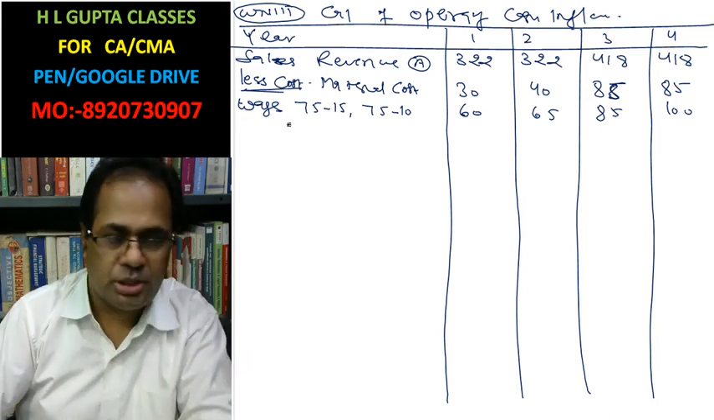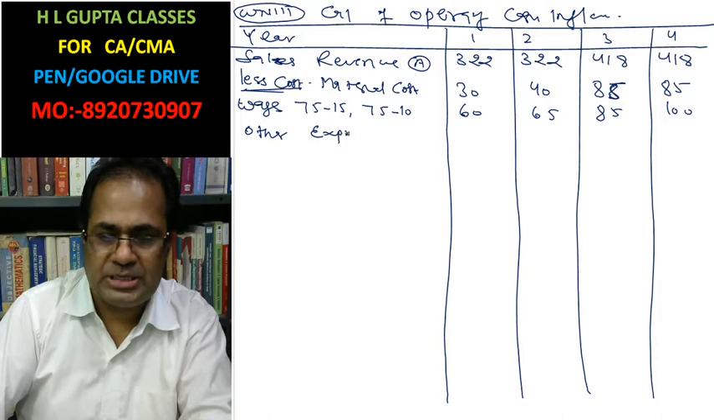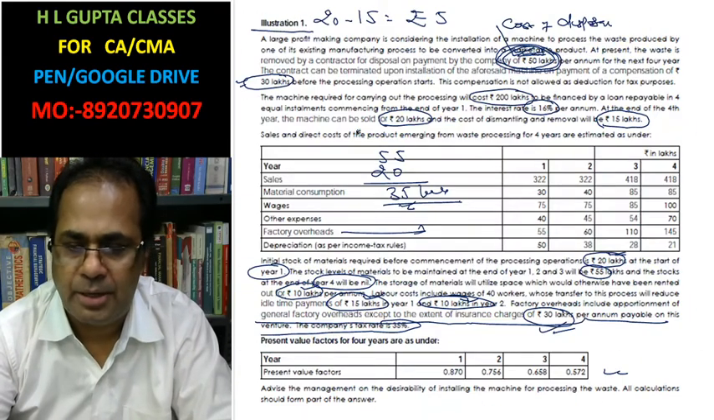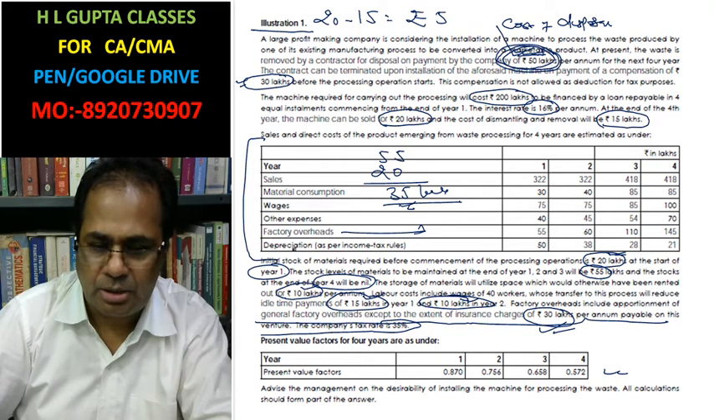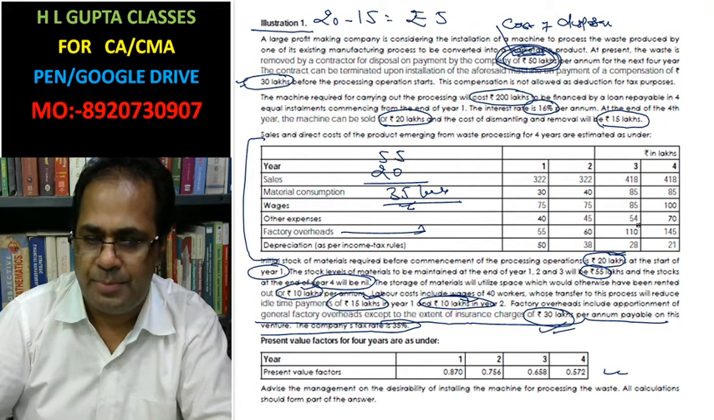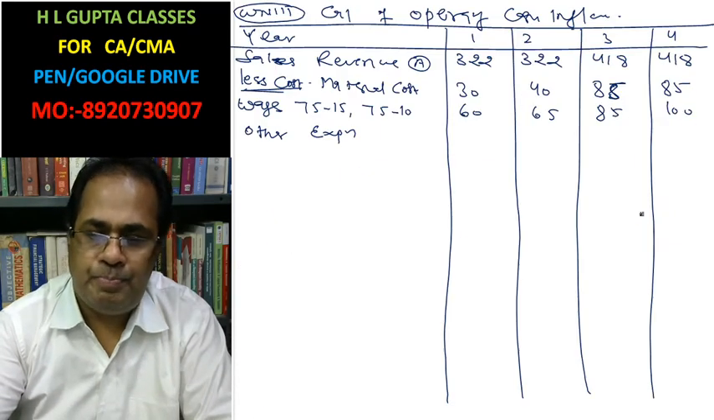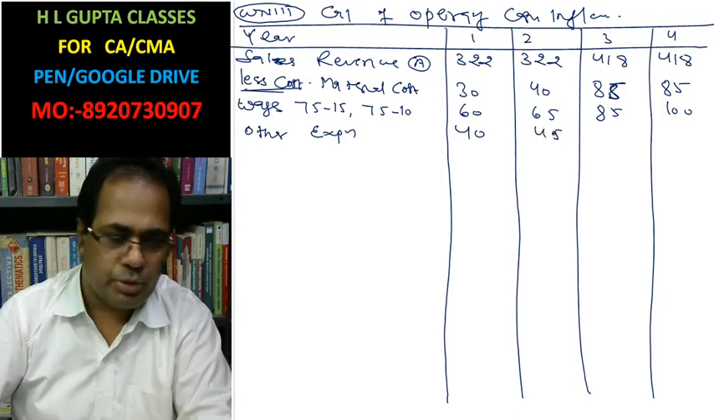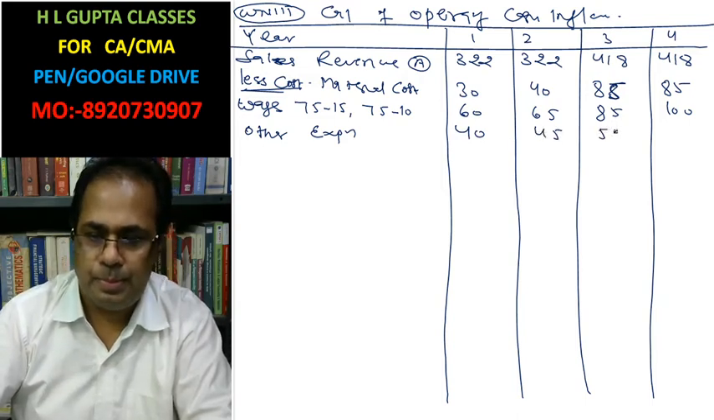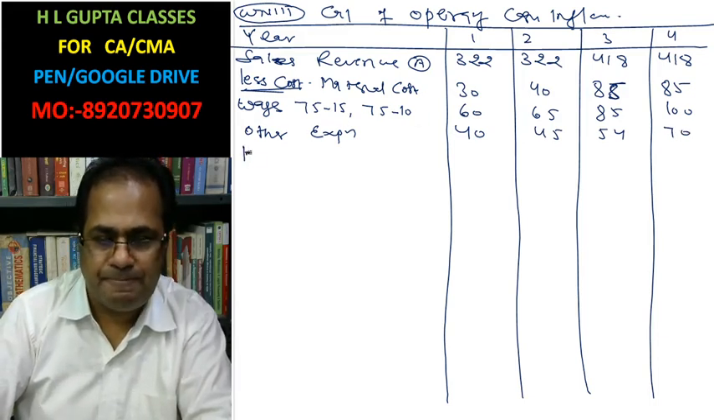Now other expenses. All this information is given here in the question. I am going to write the other expenses here: 40, 45, 54, 70.